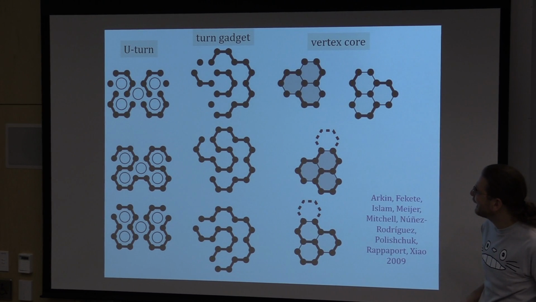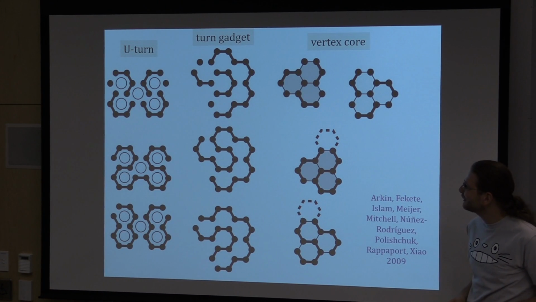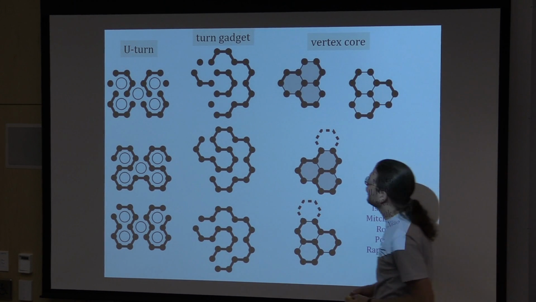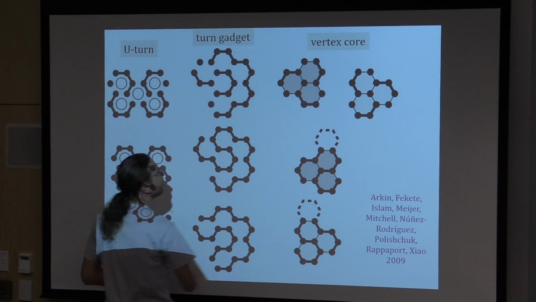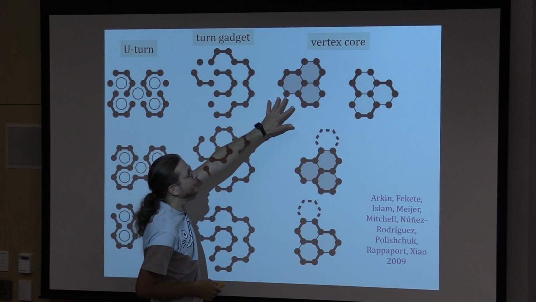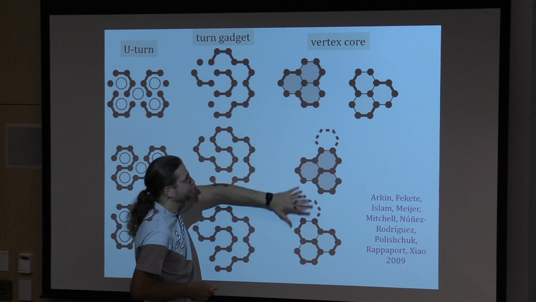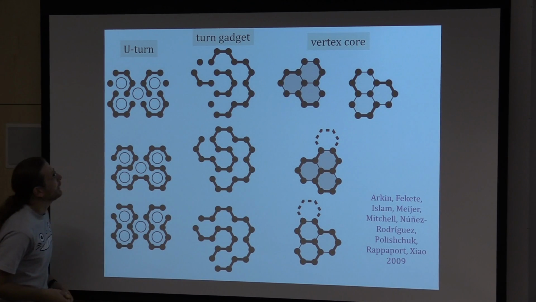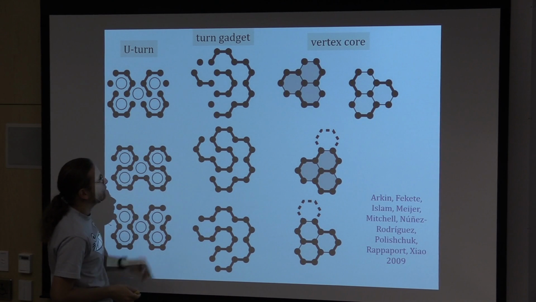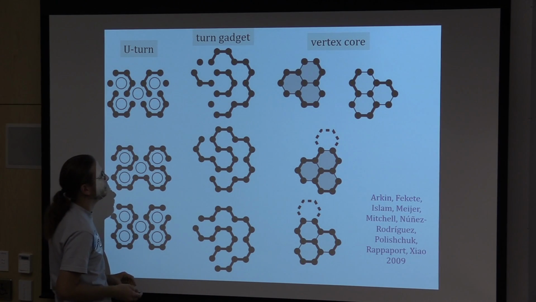These are some more gadgets. These are like subroutines they're going to use. They're named and they have color patterns to give you a sense. This is going to be the center of a vertex. And there's a few different things you could do with that. This is some kind of turn gadget. That's what I called it. They call it something a little different.